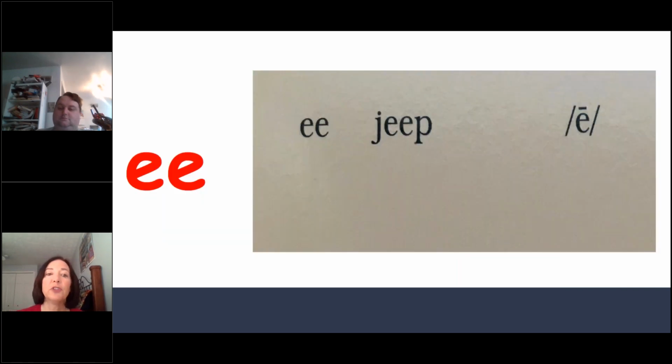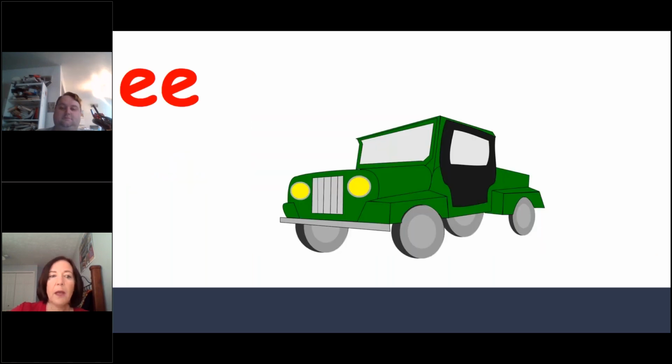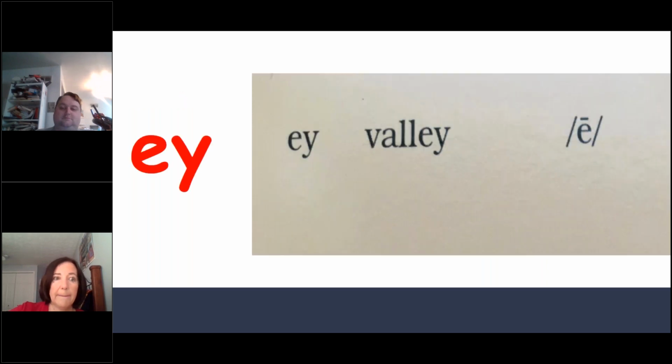Next vowel digraph, two E's. When you see two E's, they're going to make the long E sound. E-E, jeep, E. But your brain should be thinking E-E, jeep, E.